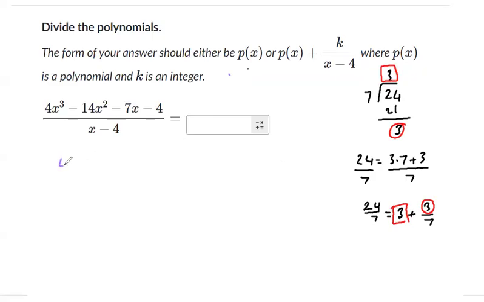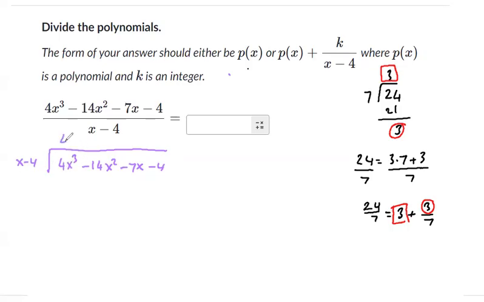So let's go ahead and write this: 4x cubed minus 14x squared minus 7x minus 4. What we are going to do is take this and divide by x minus 4. First things first, we are asking how many times 7 goes into this one, right? But we have an expression, so we want to look at the highest degree term in this expression, which is x. So what expression do I need to multiply x by so I can get this highest degree term, which is 4x cubed?